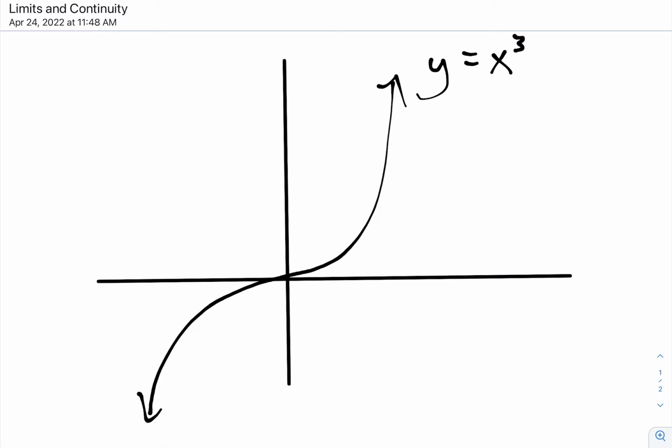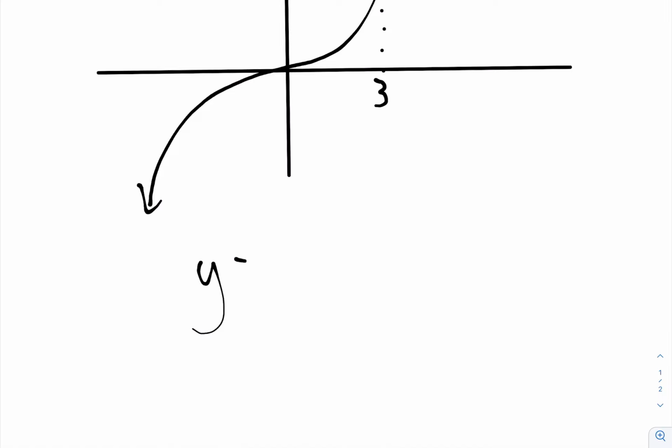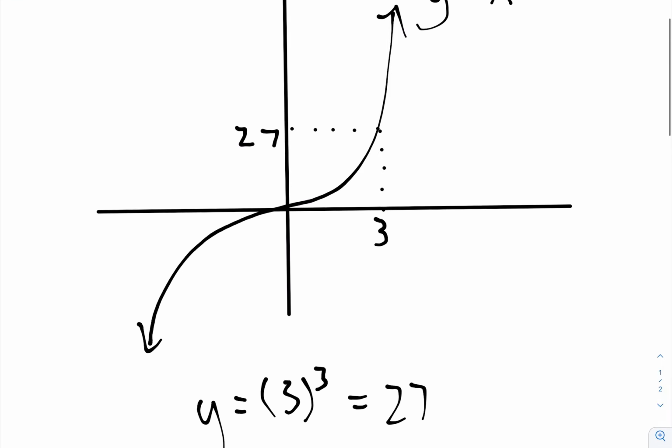Let's say we were trying to figure out the value of y when x was equal to 3. If x was 3, we'd go straight up and get our corresponding y value. To figure out what y is, we would just put in 3 for x, so 3 to the third, that's going to be 27. Even though I didn't draw it to scale, the y value is 27 when x is 3 for the graph y equals x cubed.